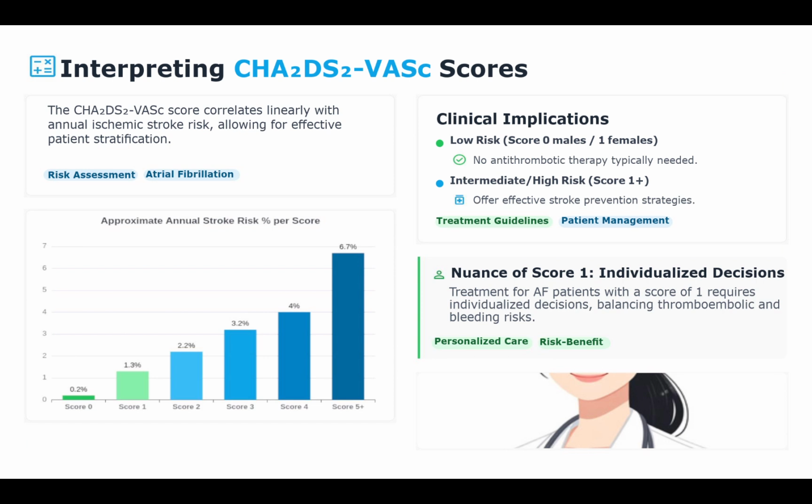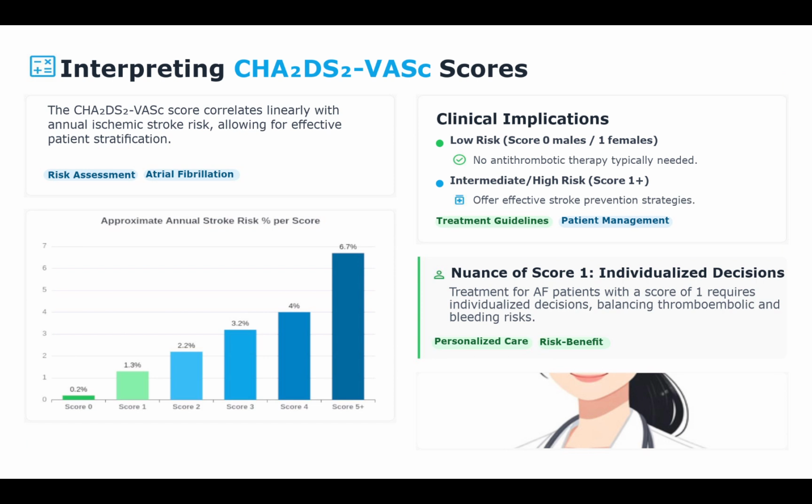While the specific percentages can vary slightly between different studies and cohorts, a general understanding of the approximate annual stroke risk associated with each score is absolutely crucial for proper interpretation. For instance, a score of 0 corresponds to a very low annual risk, often reported as nearly 0.2%. A score of 1 might indicate a risk of around 1.3%, and a score of 2 could be around 2.2%. You will notice that generally the risk increases with each additional point.